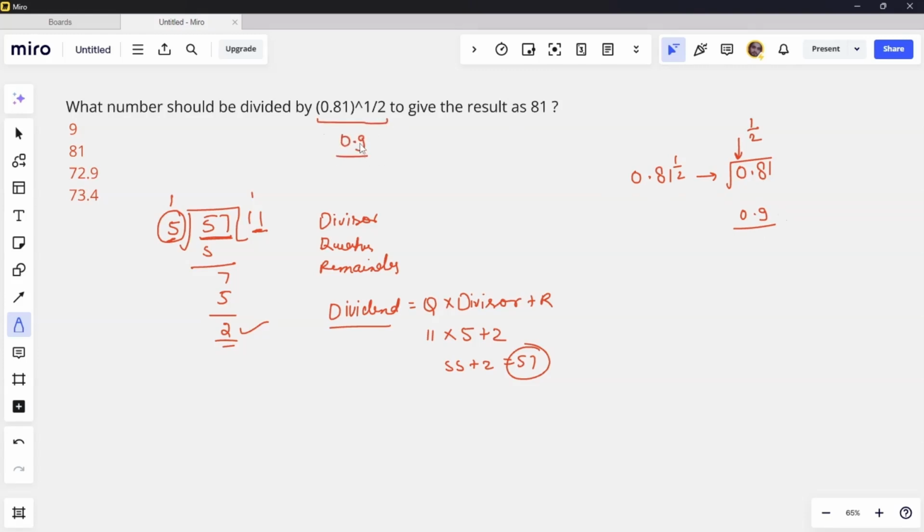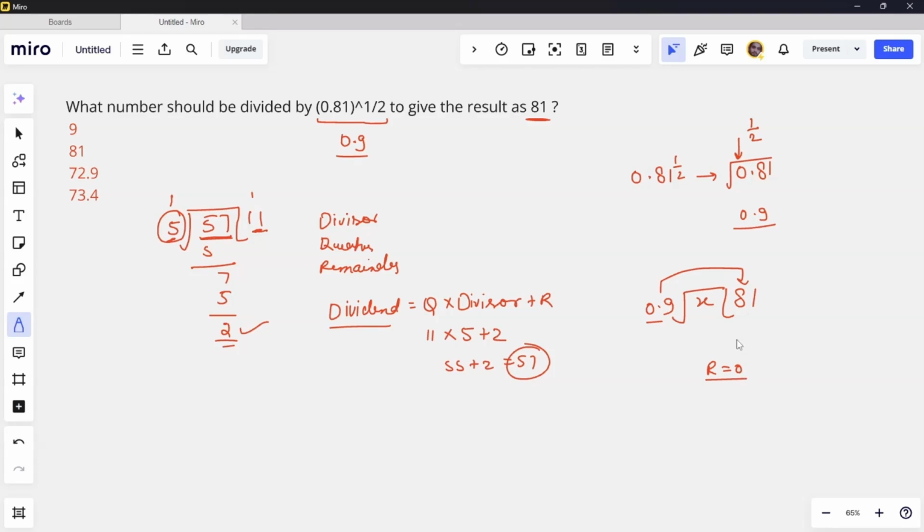Now try to understand what the question is saying again. What number should be divided by 0.9? Let the number be x, and the quotient will be 81. Basically it is saying that what number should be divided by this number to get the quotient 81. It does not give us a remainder, so we will consider the remainder as 0.